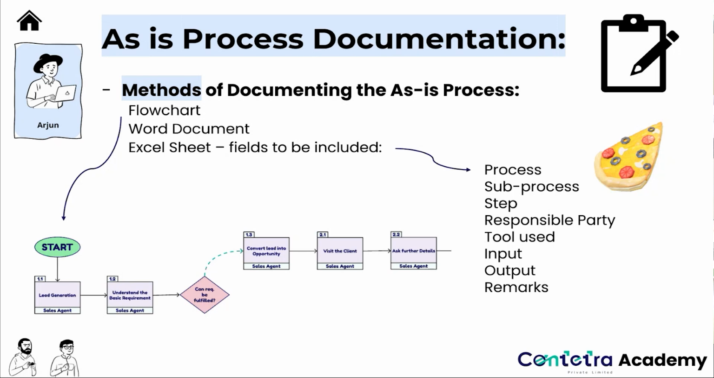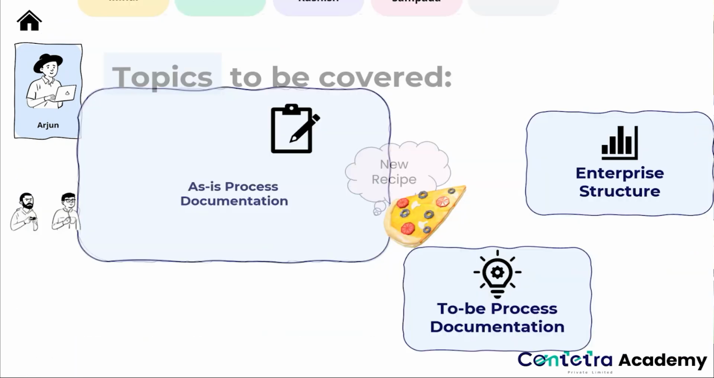So in this case, the responsible party is the customer. Next, we will mention the tool or system used for this, which in this case might be the CRM software which our client is using. Then we will mention what is the input and output in this process. So the input in this process is the details which were filled by the customer in the landing page, and the output can be the creation of lead in the CRM system. And in the remarks section, we can write any other important things which we feel we need to mention in the as-is process document. So this was about the as-is process documentation.